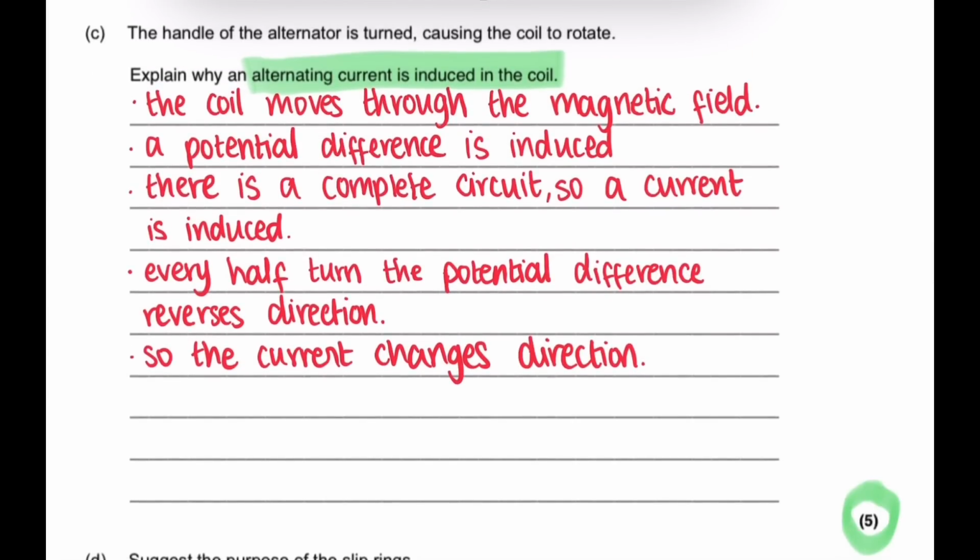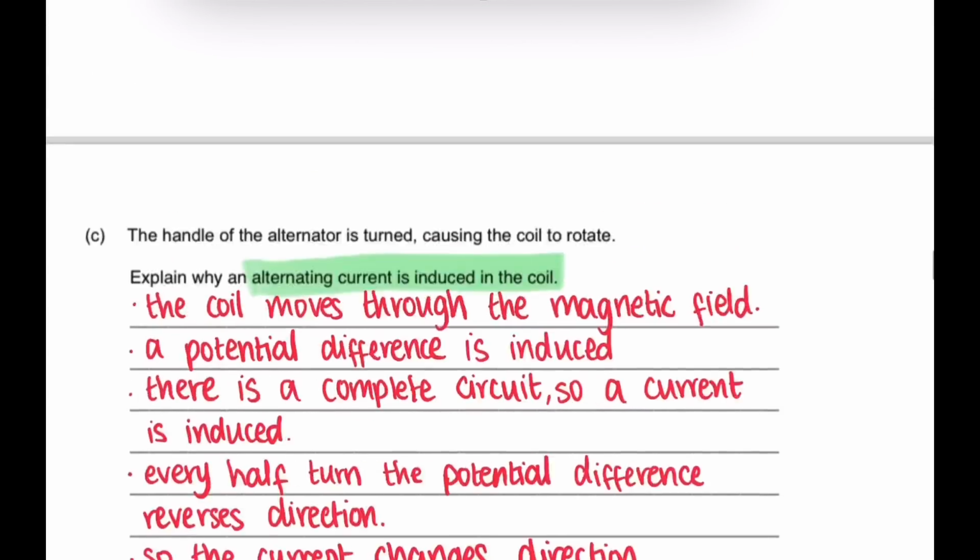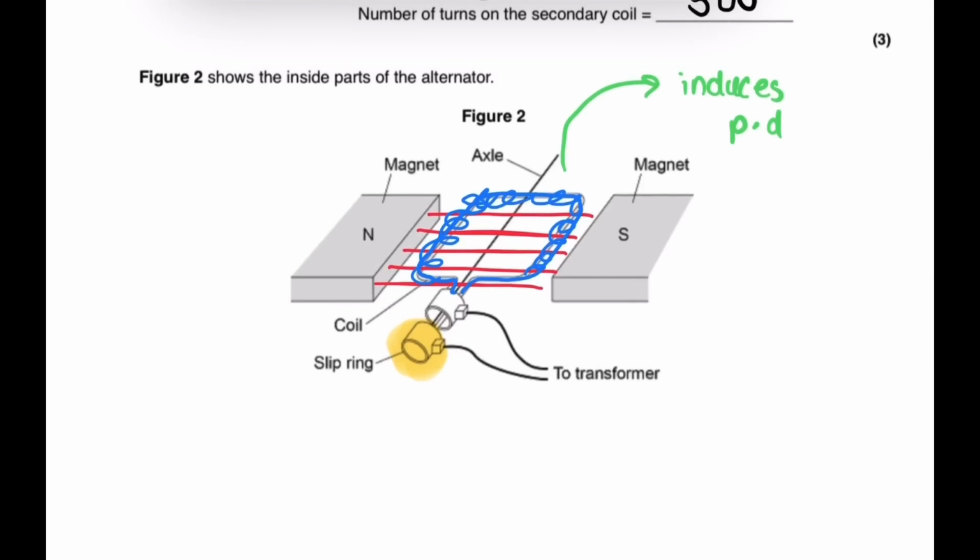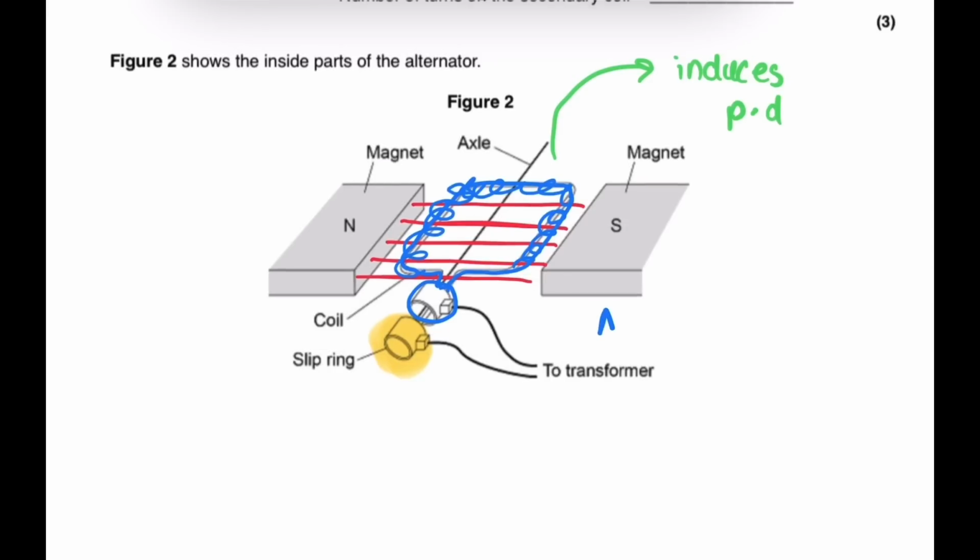So you might be wondering, what are the 2 final marks? Well, the 2 final marks tells us that every half turn, the potential difference will reverse the direction. Because as you can see, the slip ring will push it to one side, stop, and go to the other side. This means every half turn, the current will change direction. Therefore, an alternating current will be induced.